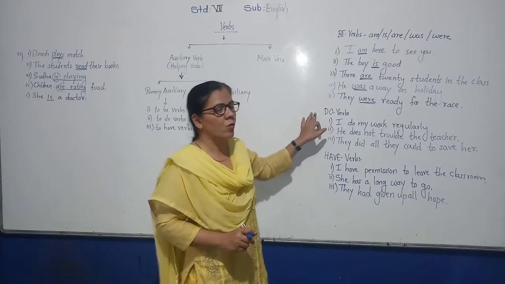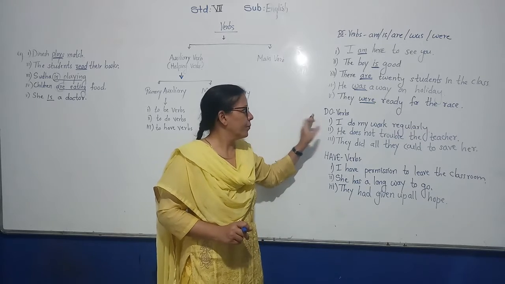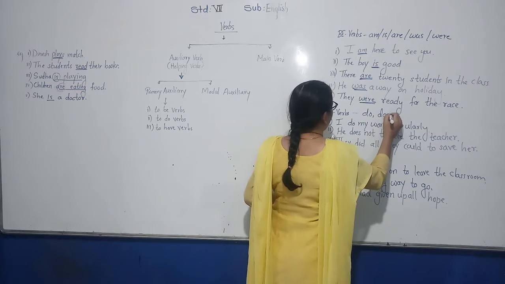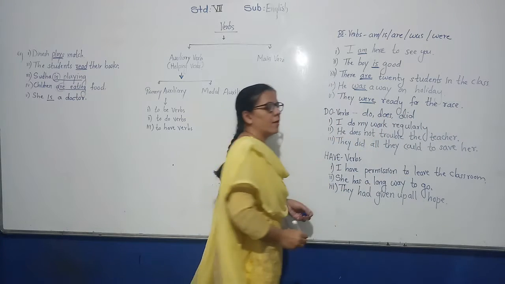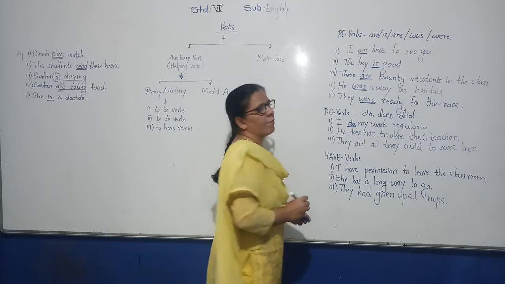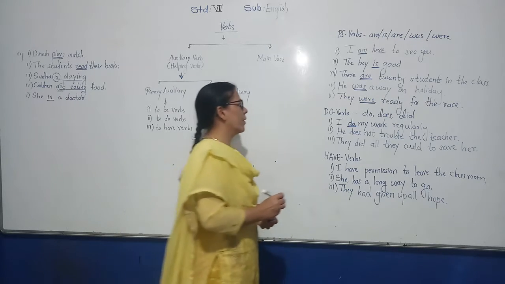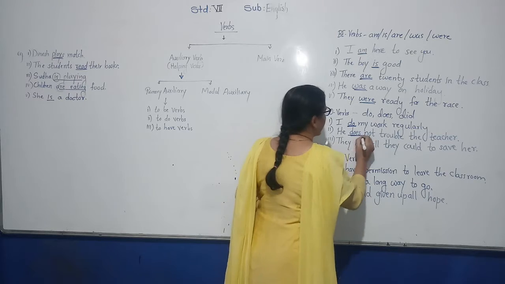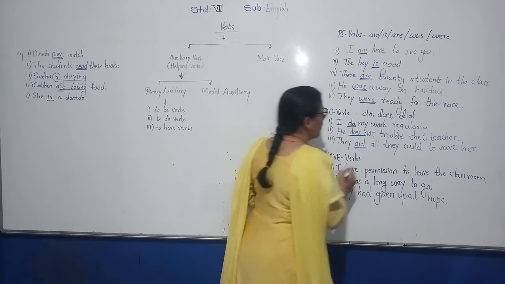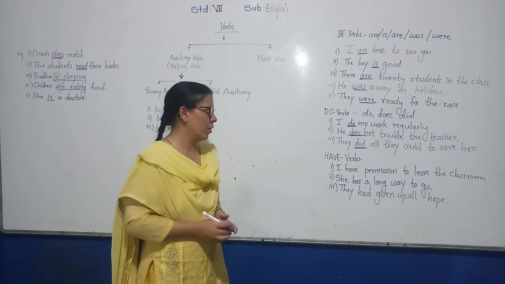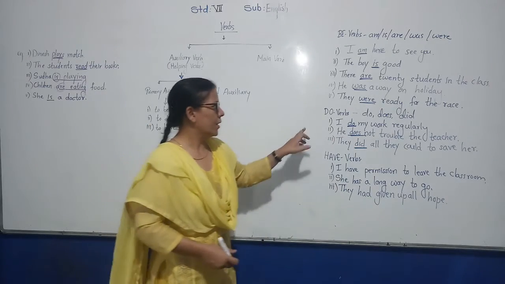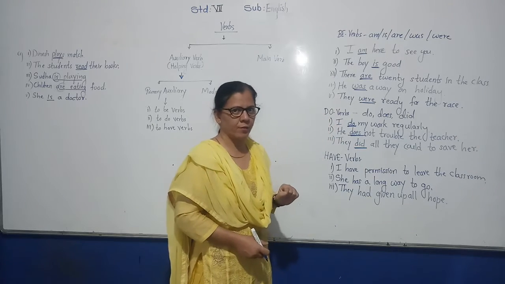Next is to do verbs. So to do verbs are do, does and did. These are to do verbs. For example, I do my work regularly. He does not trouble the teacher. They did all they could to save her. So do, does and did. These are to do verbs.